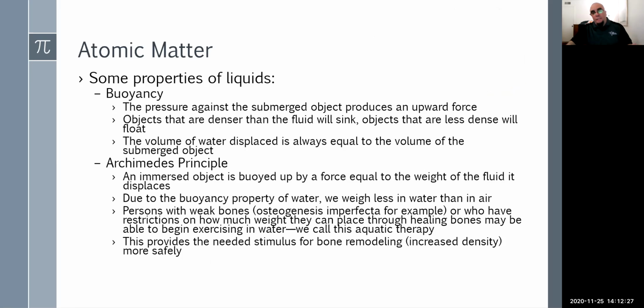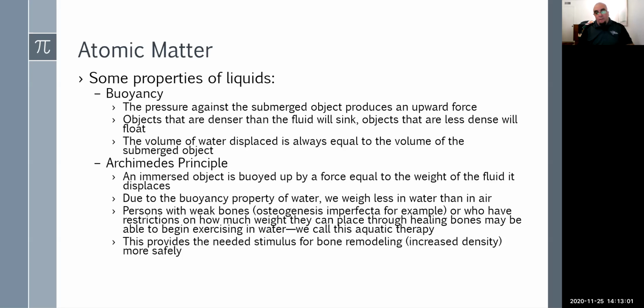We also have buoyancy as an effect, right? Buoyancy is the pressure against a submerged object that causes an upward force. Objects that are denser will sink. Objects that are less dense will float. When you get in water, the volume of water that's displaced with you is equal to the volume of you. So if you fill your bathtub all the way to the top and then you get in it, the water's going to splash out of the sides because you have to take into account your own volume. Otherwise, you'll overflow the bathtub.